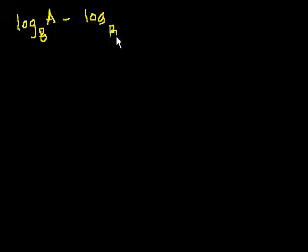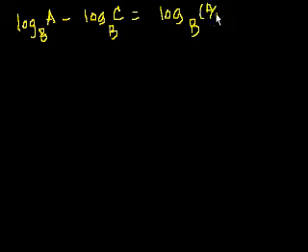log property that's pretty much the same one. I almost view them the same. So this is log base b of a minus log base b of c is equal to log base b of, well, I'm running out of space, a divided by c. That says a divided by c.